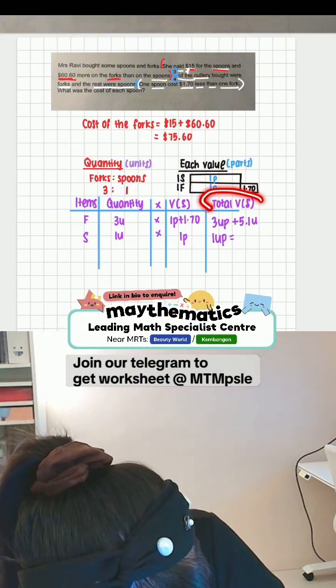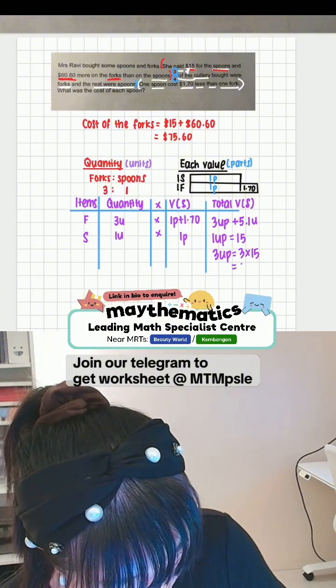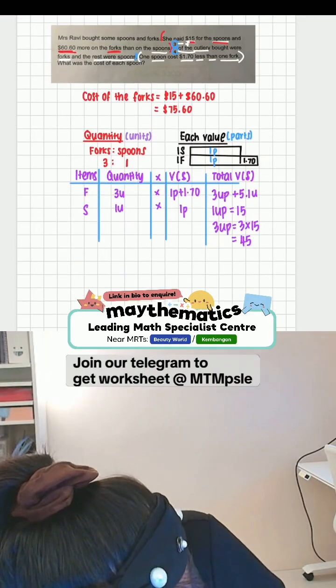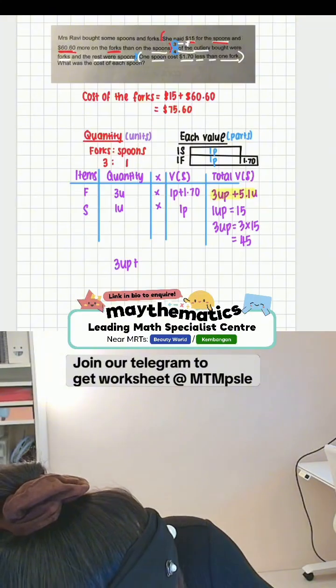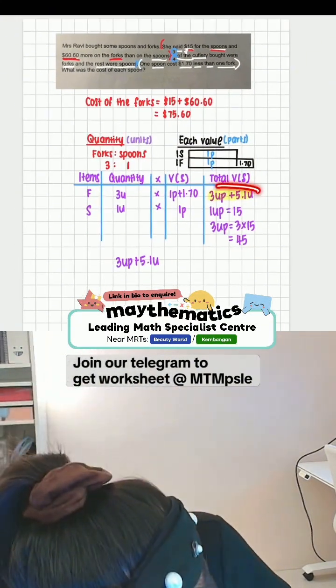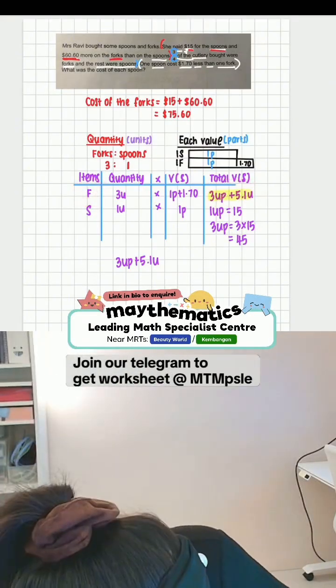Yes, she paid $15 for the spoon. So the total value of the spoon, 1 UP, should be equal to 15. Then how do you connect with whatever you have here? You need to find 3 UP. Okay, so to find 3 UP from 1 UP, 3 times 15 gives you 45. Okay, so now what you're going to do is you're going to highlight this. Okay, 3 UP plus 5.1 unit. Okay, this is your total value of all your forks.